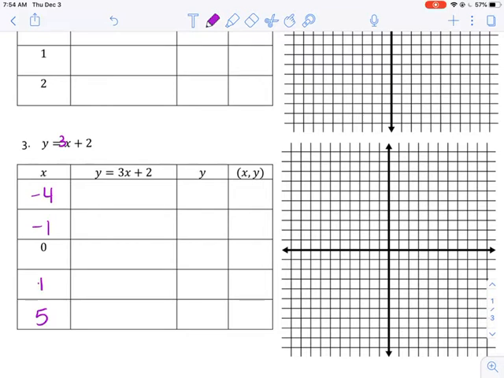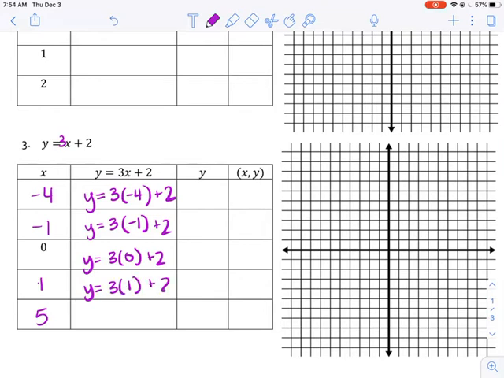When you do this, for anything that doesn't just say x, please put parentheses around your x. That will make sure that the multiplication is maintained. So that's what your equation should look like. So now I have y equals 3 times -1. Remember, a 3 next to an x is multiplication, plus 2. And I'm just going to write all of these down because it's easy to do. Y equals 3 times 1 plus 2. Y equals 3 times 5 plus 2. Now let's go find out what all of those are.